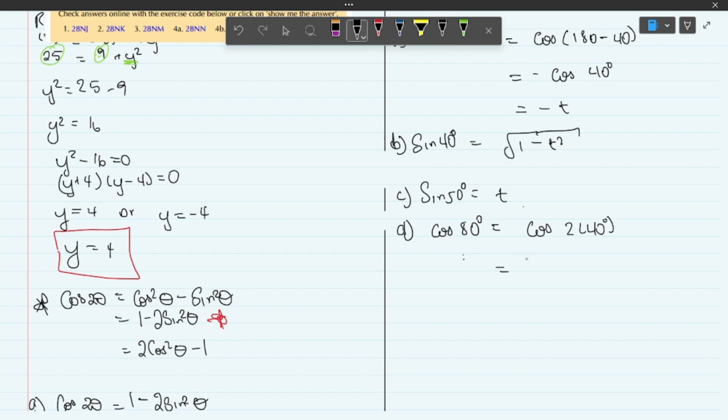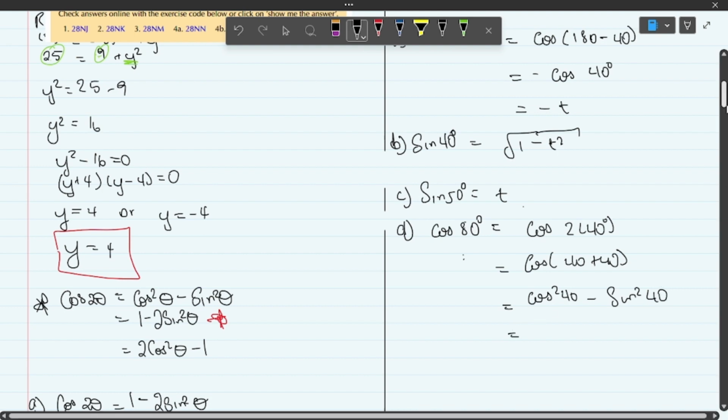So it's gonna be cos of 40 plus 40, right? So it's gonna be cos squared 40 degrees minus sine squared 40 degrees.